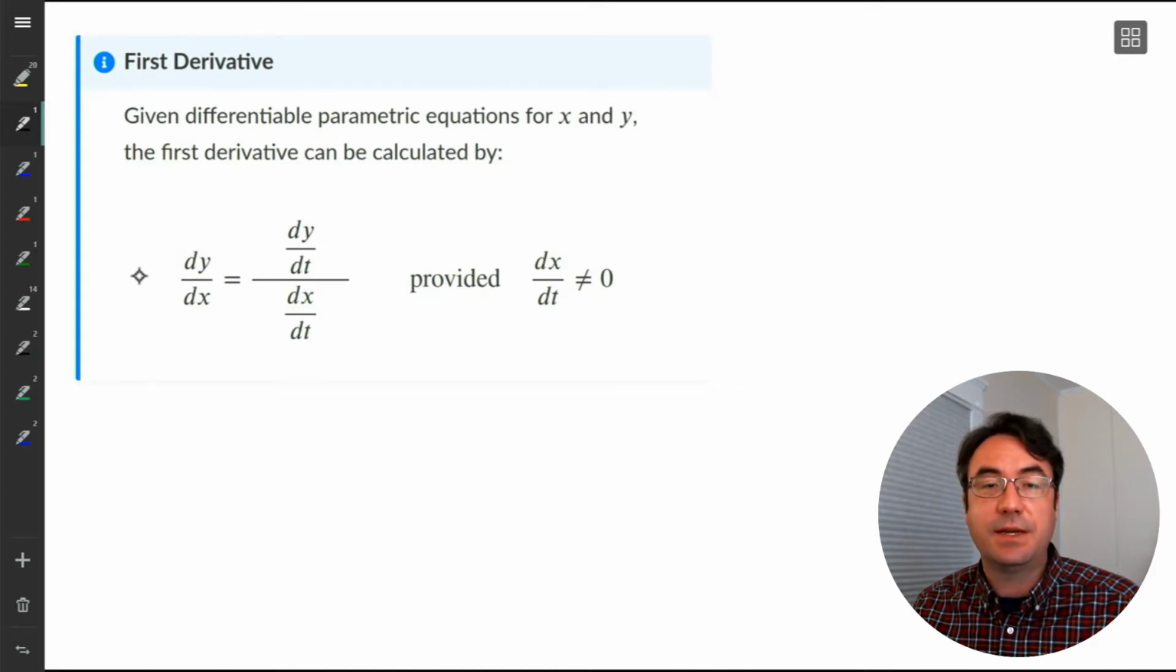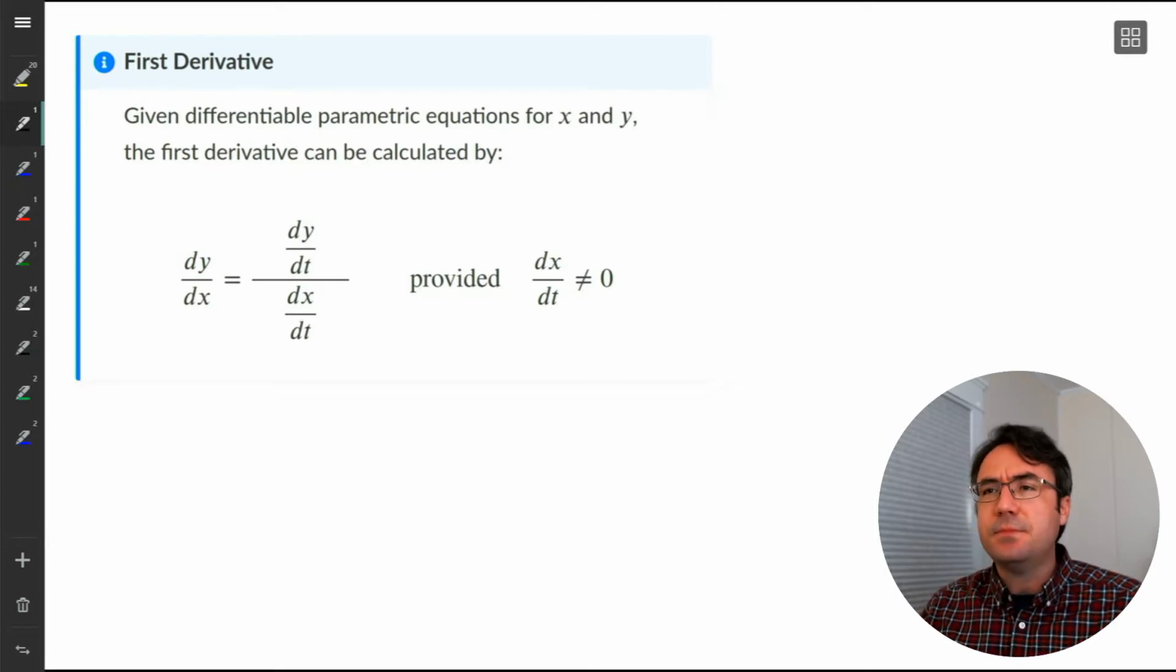And that's so you can kind of see where this would come from. We have dy/dx, so the y derivative's going on top, the x derivative's going on bottom. All right, with the extra condition here that the x derivative with respect to t does not equal 0. We don't want to divide by 0 here. It's undefined then.